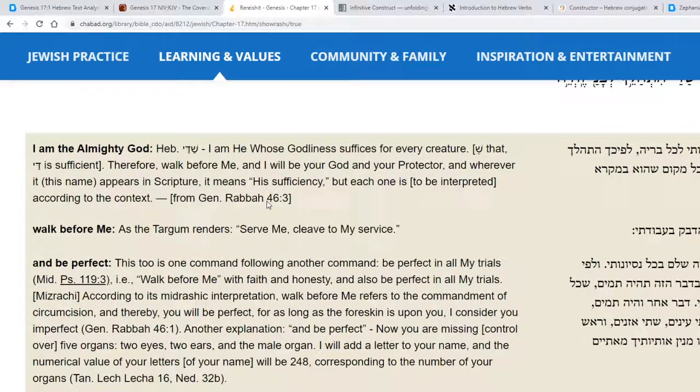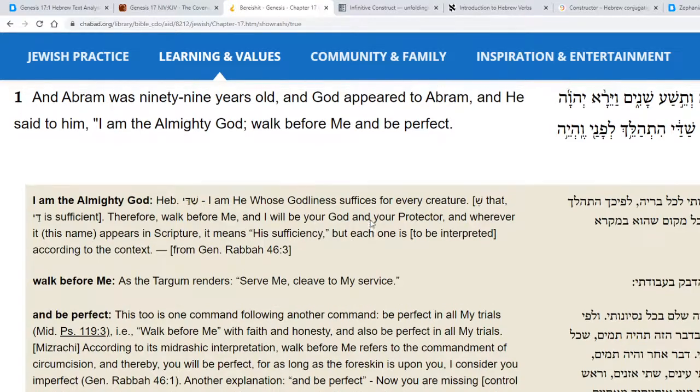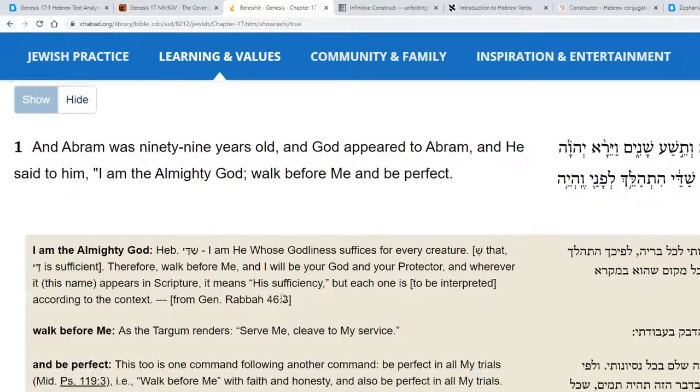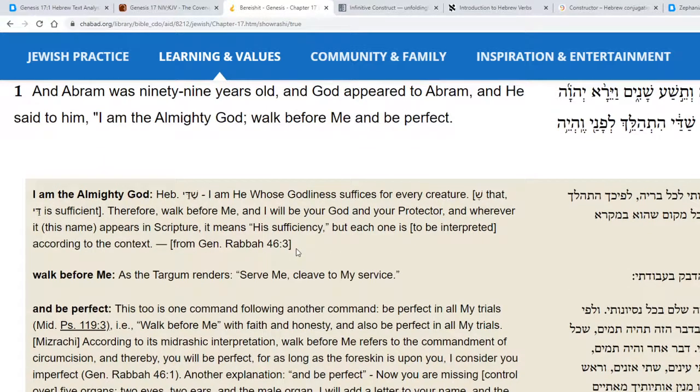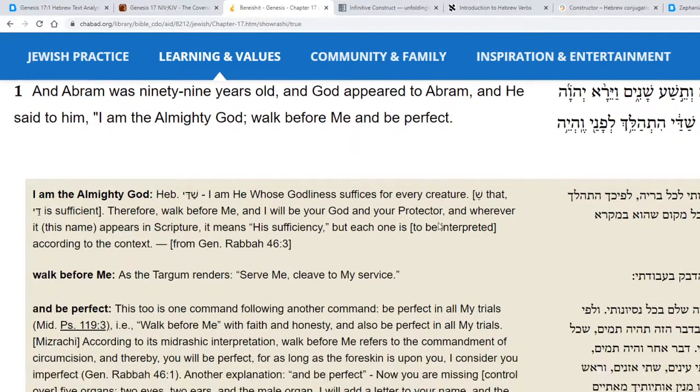Let's see how Chabad does it. One of the reasons I like Chabad is because they have the Rashis here, and Rashi is the first Jewish commentary everybody turns to, both on the Talmud and on Scripture. I often look into it myself. The translation here usually follows Rashi. "And Abram was ninety-nine years old, and God appeared to Abram, and He said to him, I am the Almighty God. Walk before me and be perfect." So they're translating tamim as perfect.